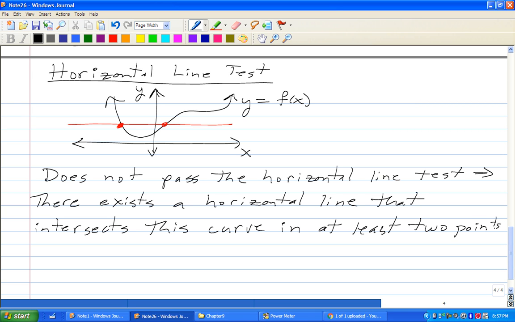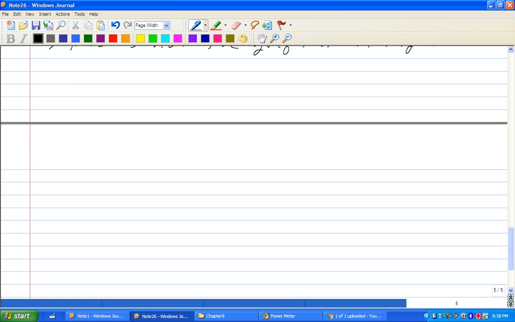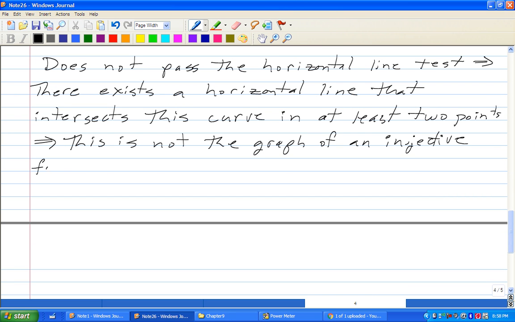Okay, and so if it does not pass a horizontal line test, then this is not the graph of an injective function. It's not one-to-one.